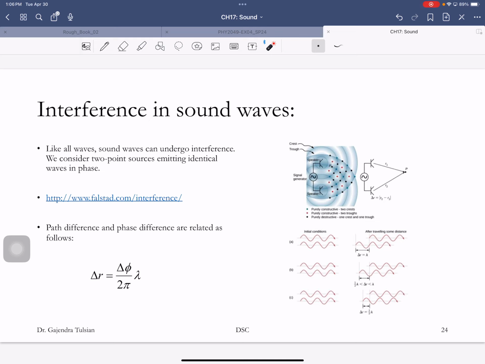So now we'll talk about interference in sound waves. What are we talking about here? Constructive and destructive interference. These overlap. So when does it happen? When you have multiple sources.